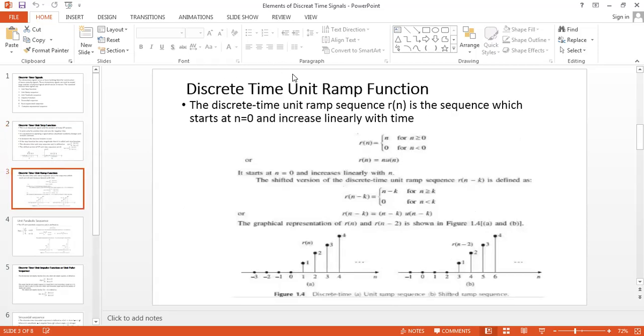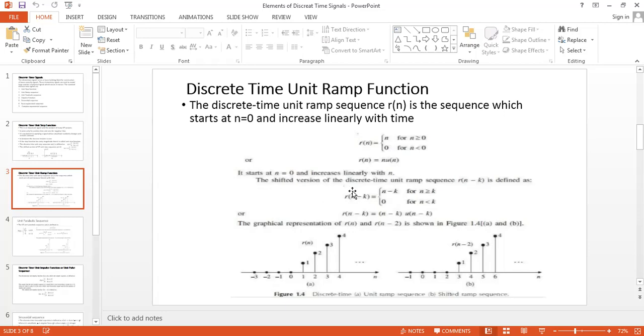The next one, the discrete unit ramp function. The discrete time unit ramp is represented as r of n. In sequence, it starts at n is equal to 0 and increases linearly with time. It is represented as r of n is equal to n for n greater than or equal to 0, and 0 for n lesser than 0. It is called the unit ramp. It starts at n is equal to 0 and increases linearly.